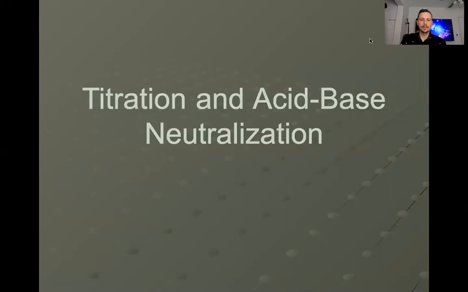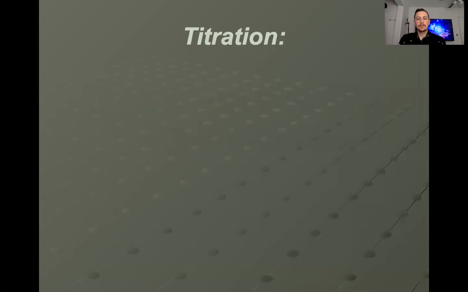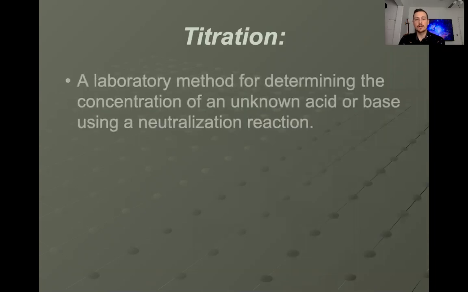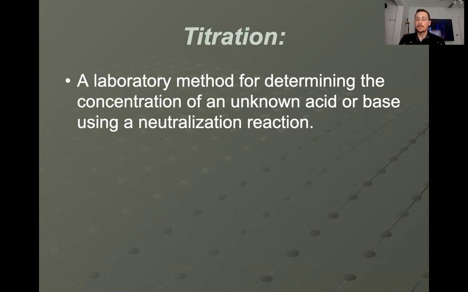Hello, everyone. Today we're going to be talking about titrations and acid and base neutralizations. Titrations are a very common laboratory method that's used to determine the concentration of an unknown acid or an unknown base using a neutralization reaction. This is what we'll be using it for. However, titrations can be used for redox reactions and various other needs in the lab.